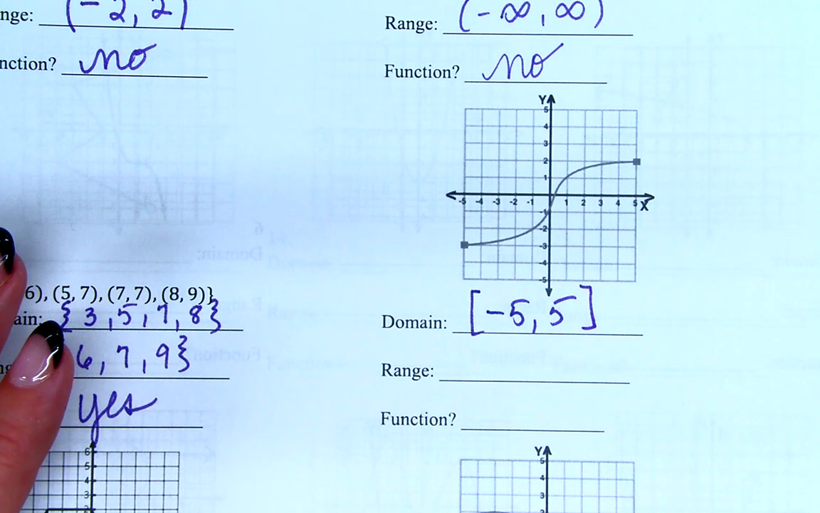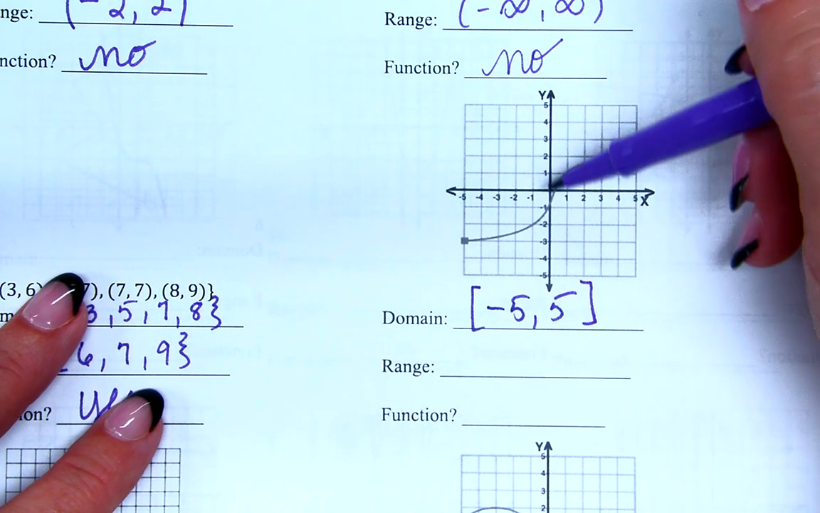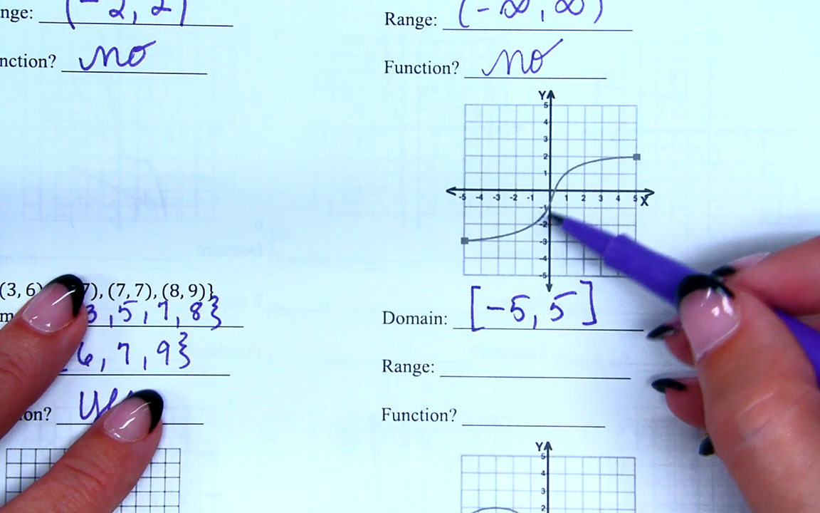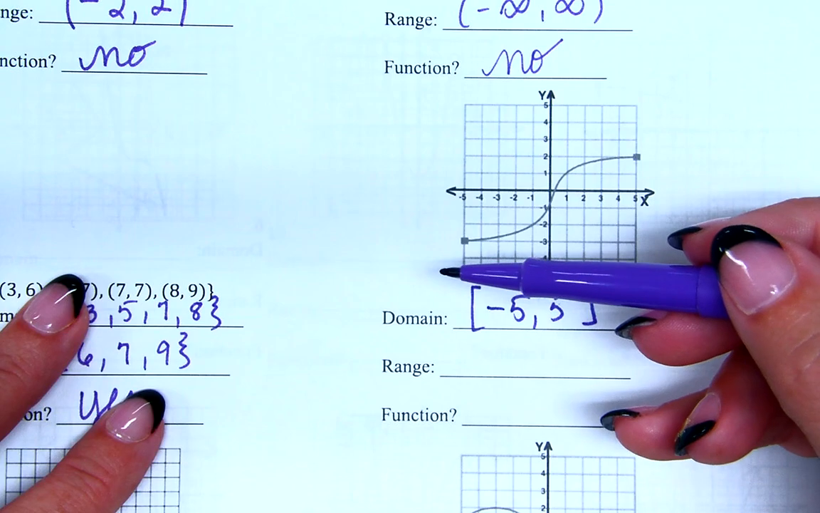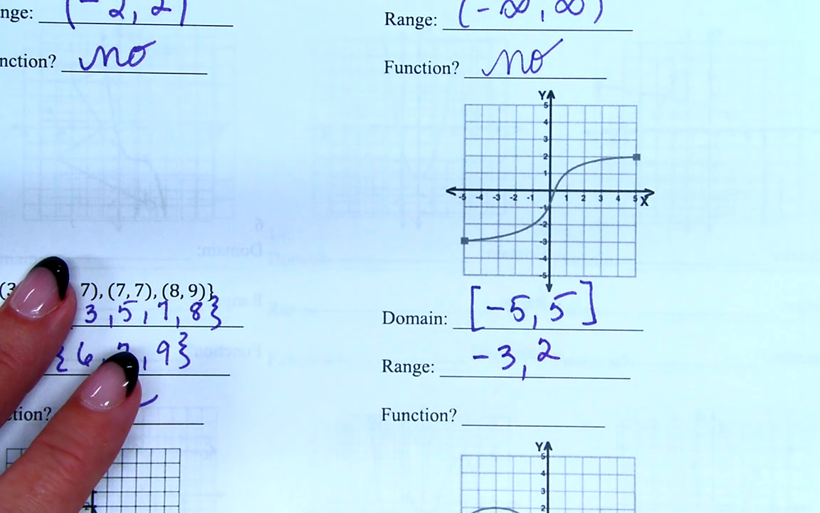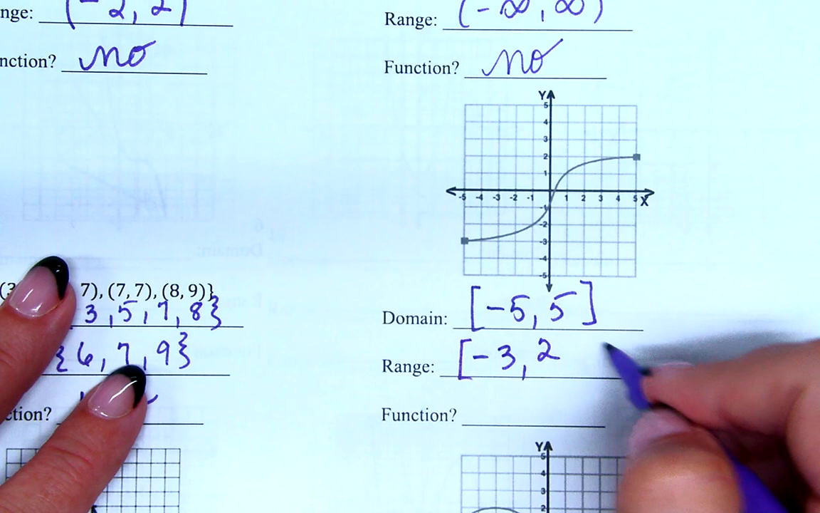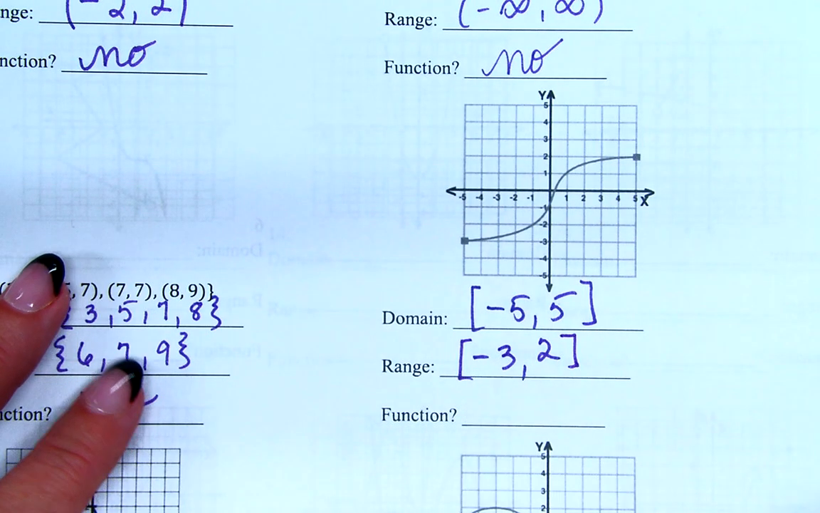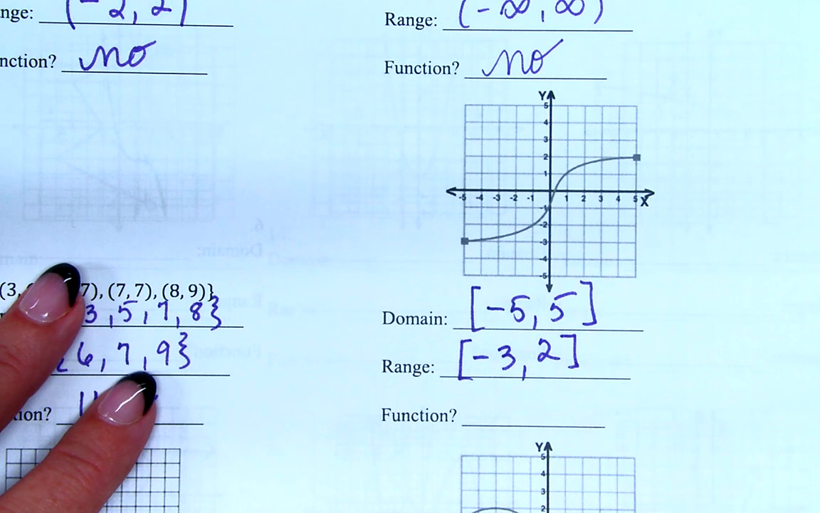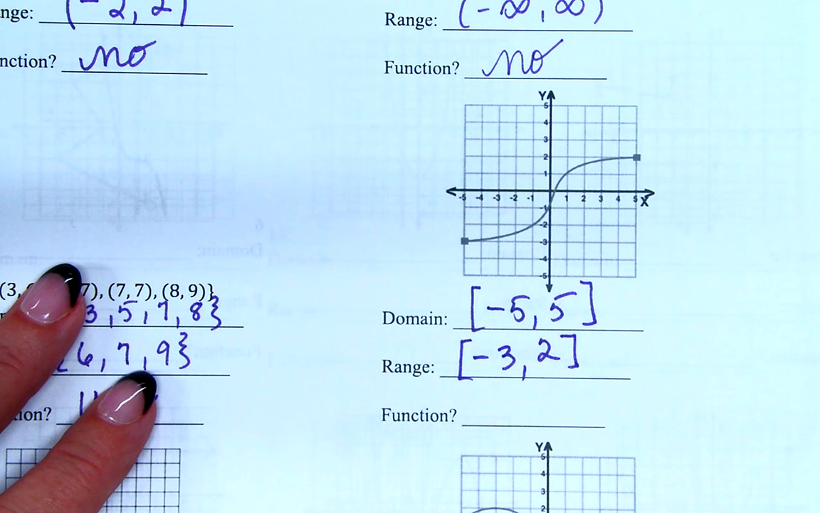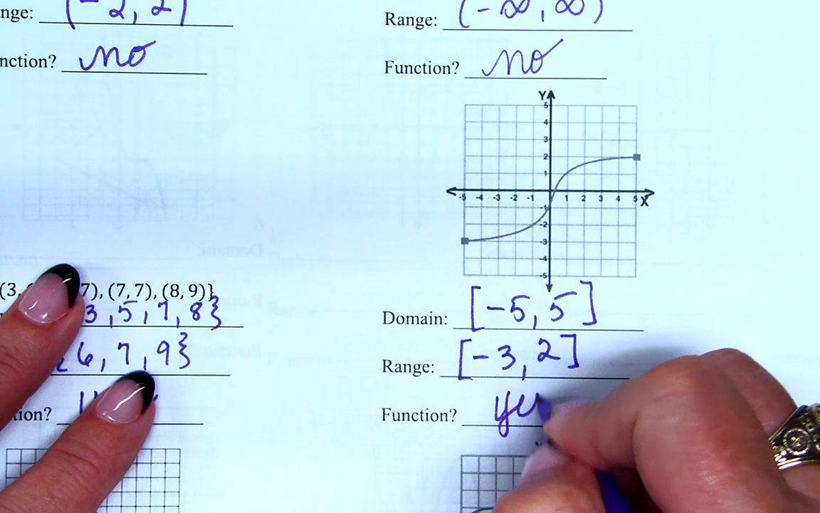Now what about my range? How far down does it go? -1. Or wait, no, -3. That's okay. -1 is where it crosses the axis, right? But I just need to know how far down it goes, so -3. And how far up does it go? 2. What goes around the -3 and what goes around the 2? Brackets on both sides, right? For the record, I don't know why my 2 is so much higher than the -3. Sorry about that. Okay. Is this a function? Yep, it only ever touches my pencil at one time, right? Yes, it's a function.